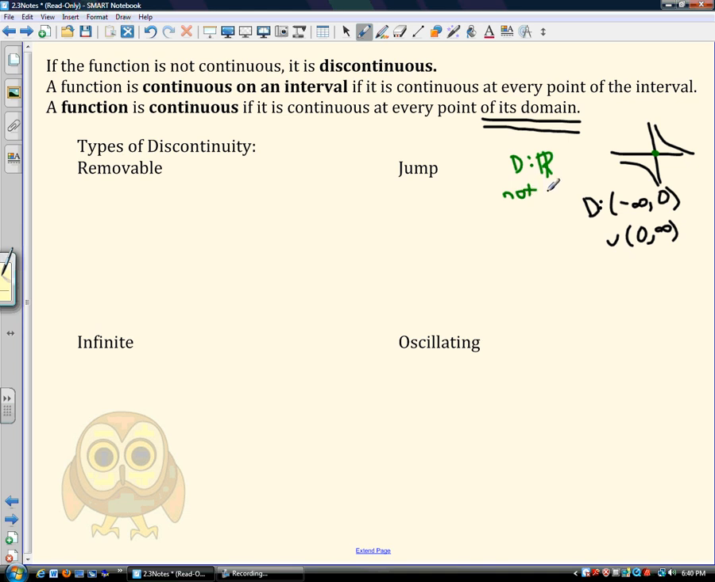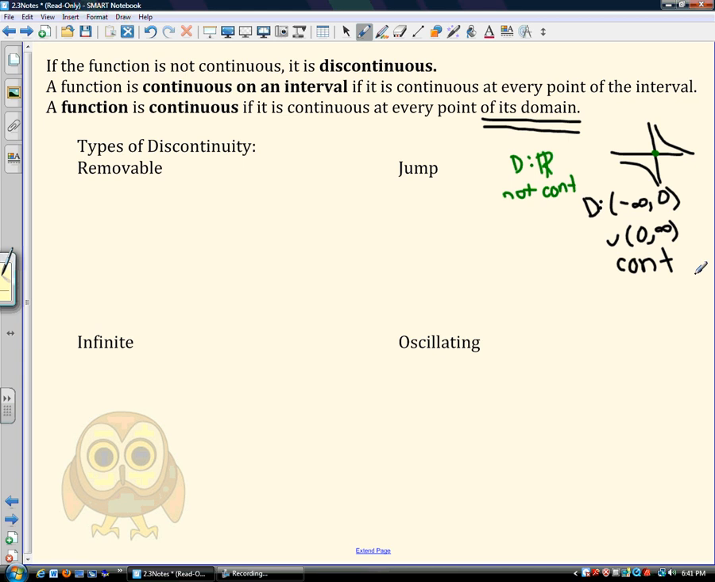It's not continuous because at 0, I checked it, and the limit as x goes to 0 from the left is negative infinity. The limit as x goes to 0 from the right is positive infinity. Neither of those are equal to 0, so therefore it's not continuous. Whereas my original function was continuous if I only looked at the black, because the only place that it was discontinuous was at 0, but we didn't care about it because it didn't exist. Okay, types of discontinuity.